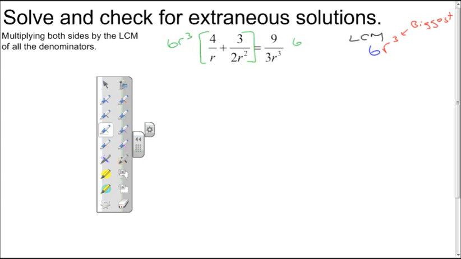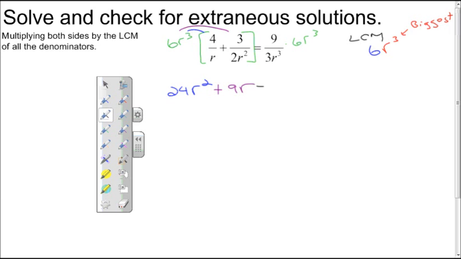and see our result. Okay, so given this distribution, we've got 6r cubed times 4 over r is going to give me 24r squared. And then 6r cubed times 3 over 2r squared is going to give me 9r.